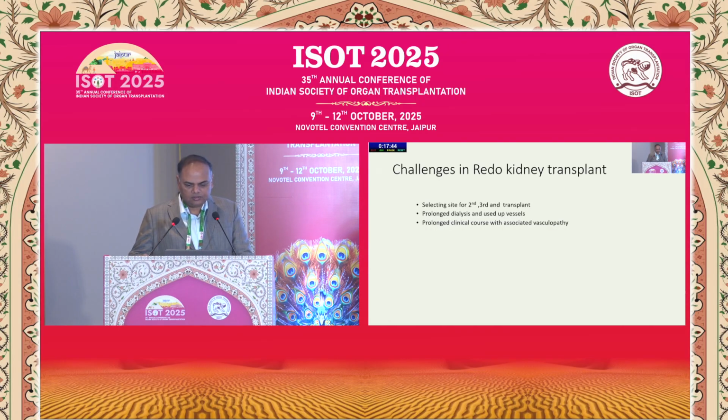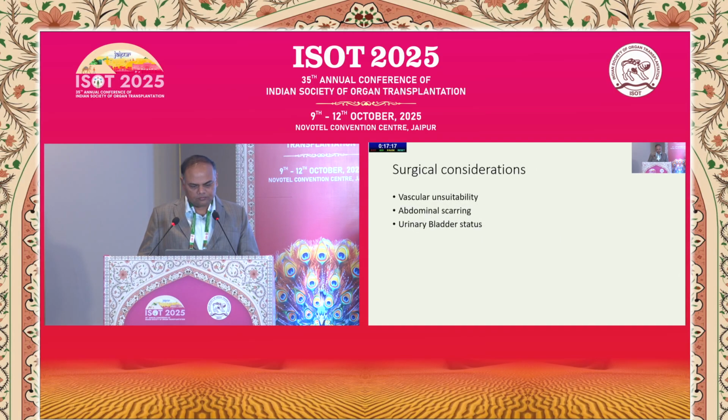So, as surgeons, the challenge we have is selecting the site for the second, third, or subsequent transplants. All these patients have used up vessels because of prolonged dialysis. There is calciphylaxis in the vessels, and the vessels are not as good. That additionally leads to vasculopathy and sometimes a complex vascular anastomosis. So when we look at the patient, we look at vascular suitability or unsuitability, abdominal scarring, and urinary bladder issues.